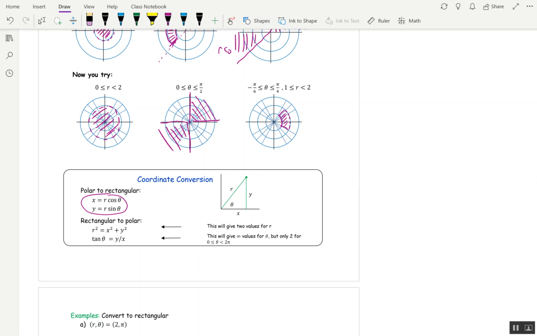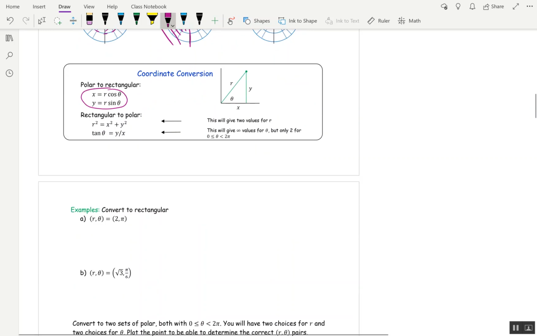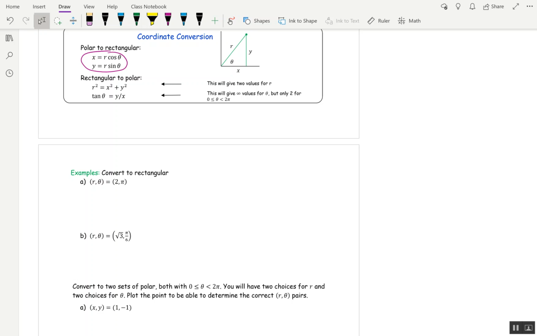Then to go in the other direction, this is a right triangle, so x squared plus y squared is r squared. That will give you r up to 2 values, plus and minus. Tangent theta is y over x. That will give you infinitely many values of theta, but we're only going to pick the values of theta between 0 and 2 pi. All right, so let's do the easy direction first. The easy direction is going from polar to rectangular.